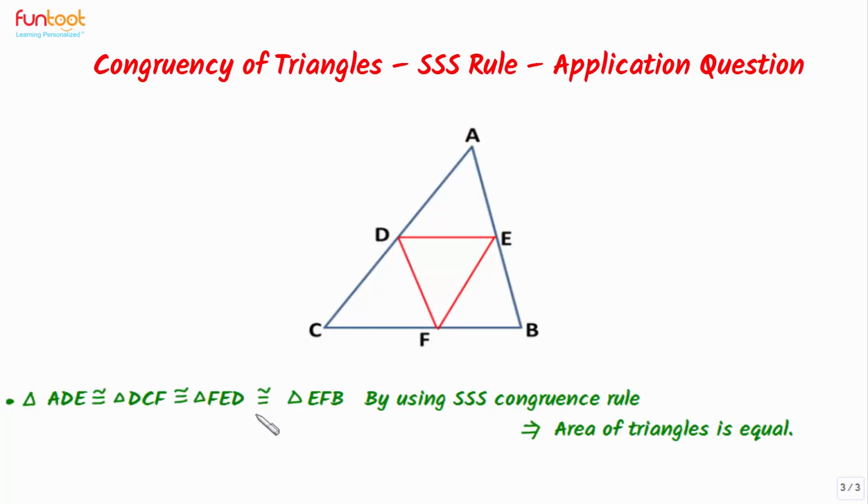Let's summarize what we have done here. We have proved that triangle ADE is congruent to triangle DCF is congruent to triangle FED is congruent to triangle EFB by using SSS congruence rule. This implies area of these 4 triangles is equal. And that means area of triangle ABC is 4 times area of triangle ADE.